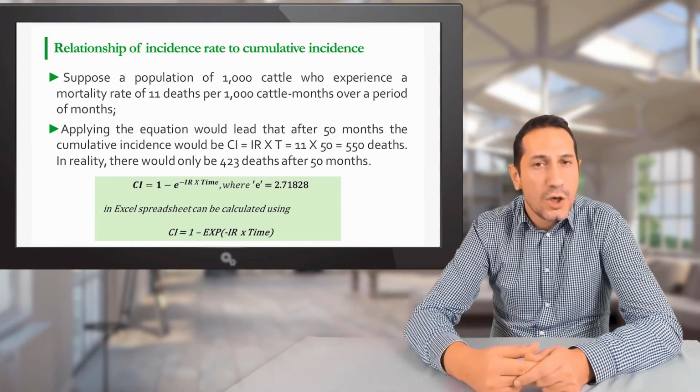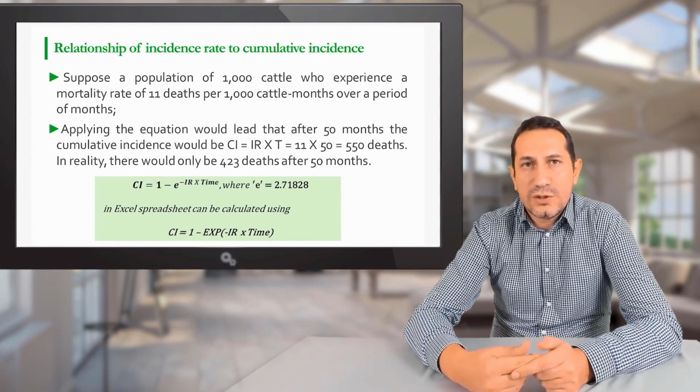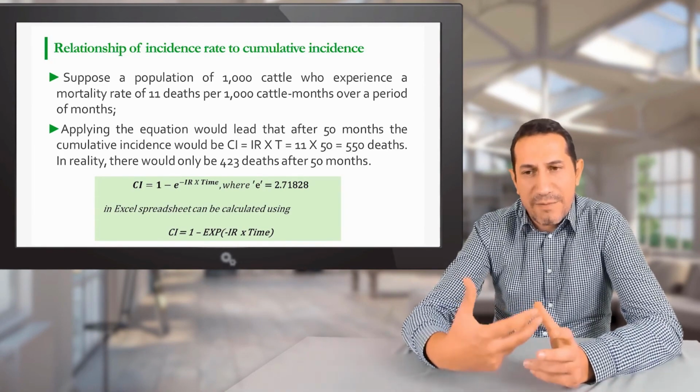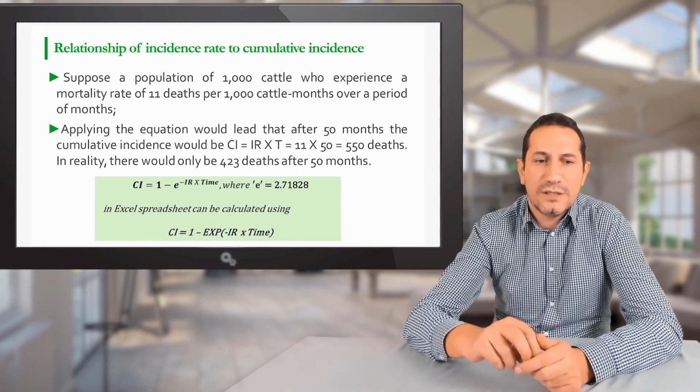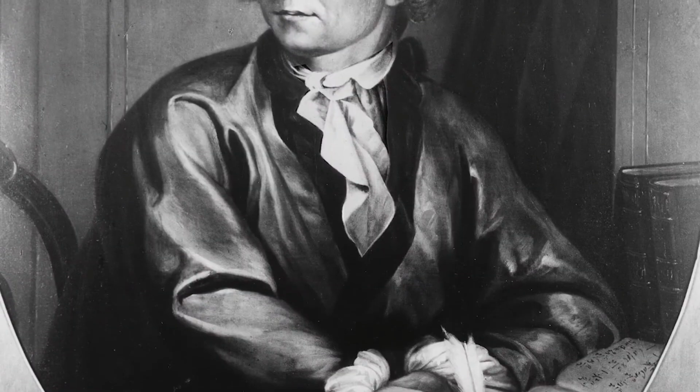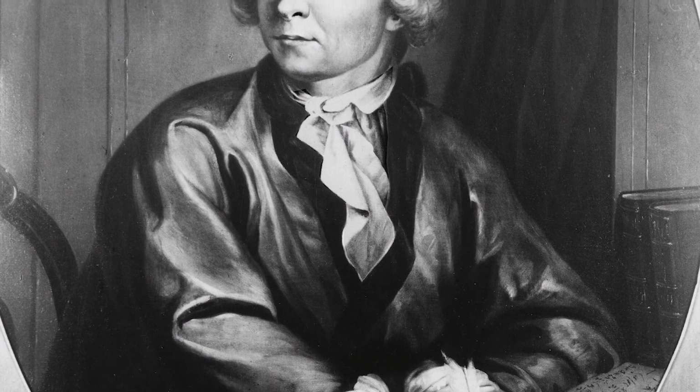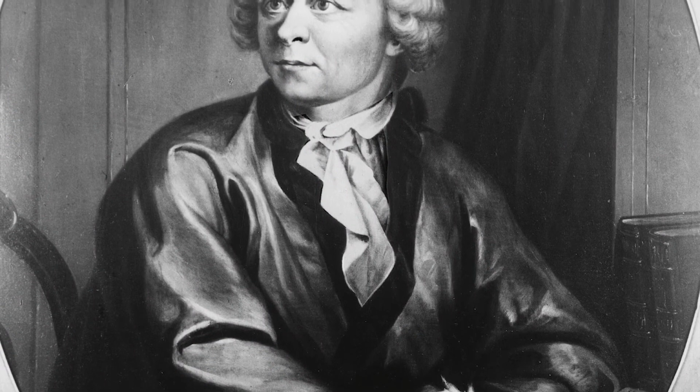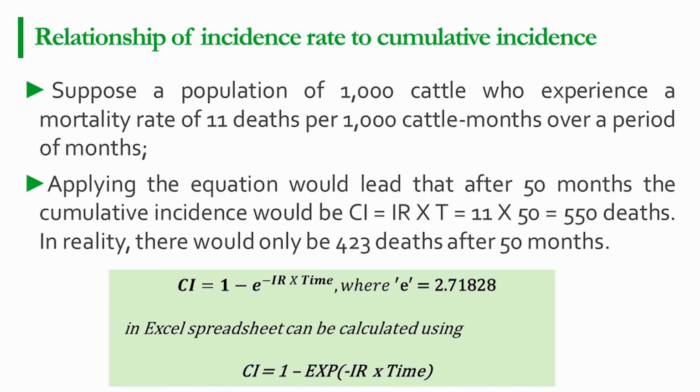So to account for that, we would use a more accurate mathematical expression by introducing a constant named after Leonhard Euler, a Swiss mathematician, and this constant is equal to 2.72 rounded. The cumulative incidence would be 1 minus the mathematical constant e to the power of minus the incidence rate multiplied by time.